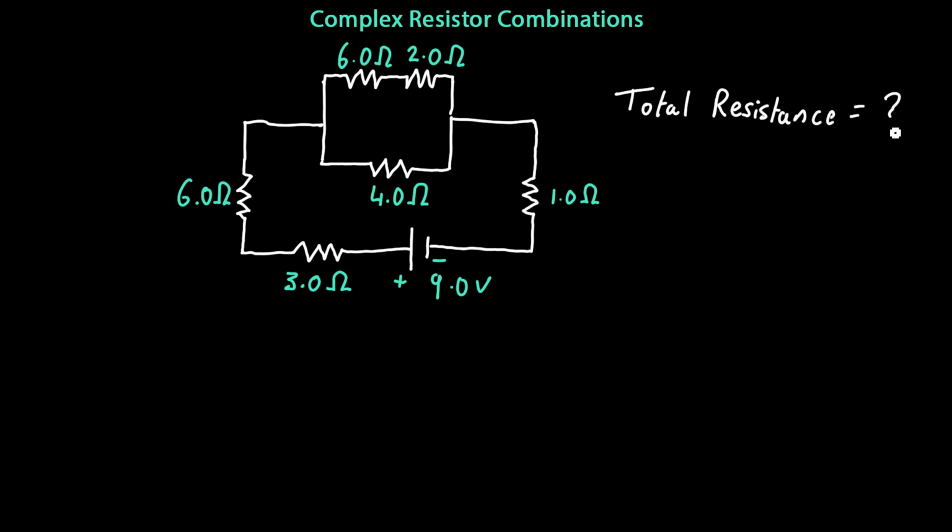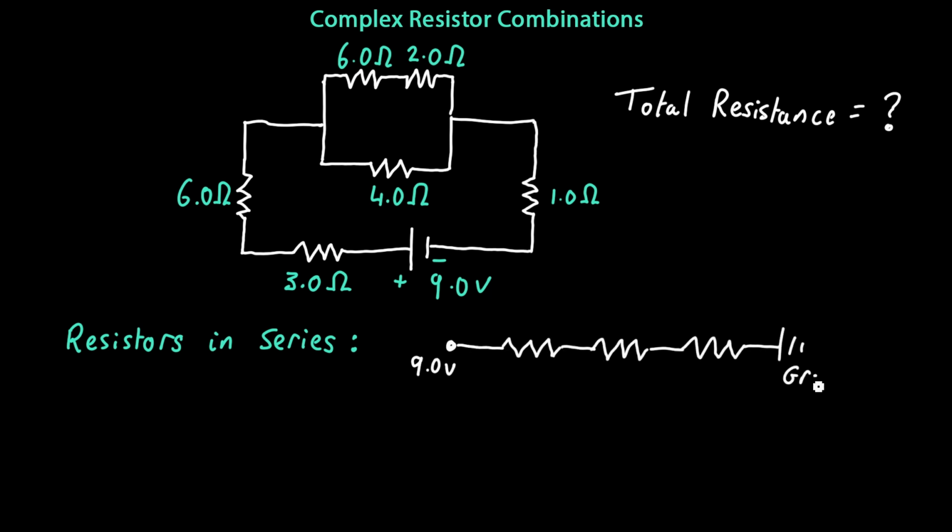Determine the total resistance of the complex circuit shown below. Now we're delving into more complex resistor combinations that involve both resistors in series and resistors in parallel. And just for a quick reminder, resistors in series would look like this, where resistors are joined end to end, where there are no branches in the circuit.